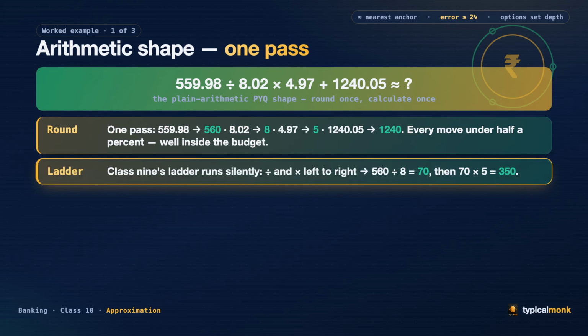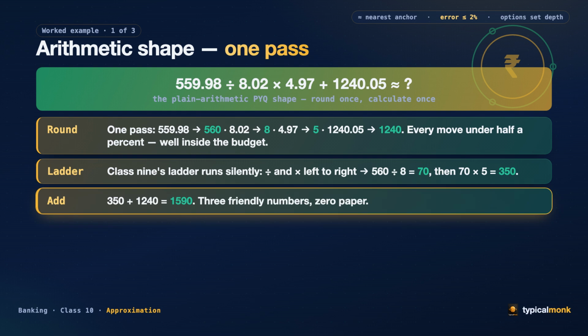Step 2. Now class 9's ladder runs silently. Division and multiplication, left to right. 560 divided by 8, 70. Then 70 into 5, 350. Step 3. Add 350 plus 1240, 1590. 3 friendly numbers, 0 paper.